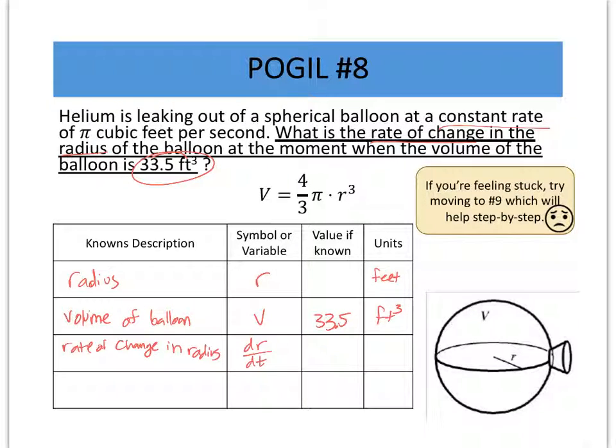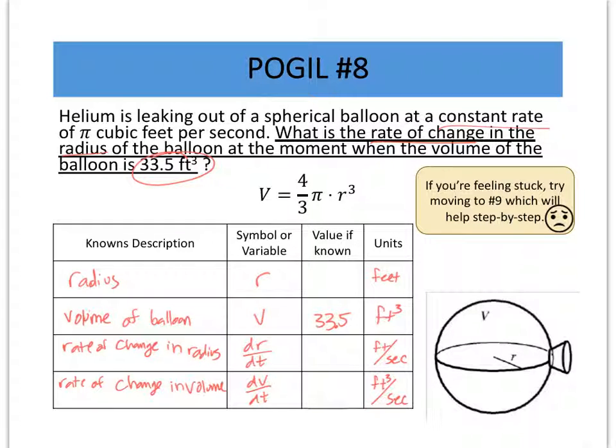I know that the rate of change in the radius is going to be feet per second, because the radius is the thing, it has units of feet, and it's changing every second, so rate per second. And then I'm going to get a change in volume, the rate of change of the volume. So I'm probably going to get dV/dt at some point in time, the rate of change in volume. And that's probably cubic feet per second.